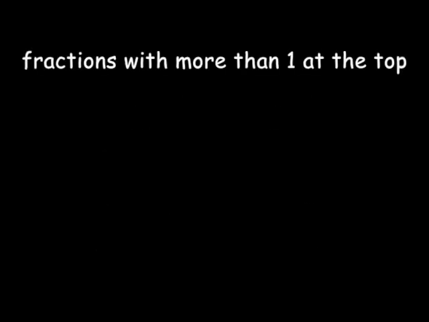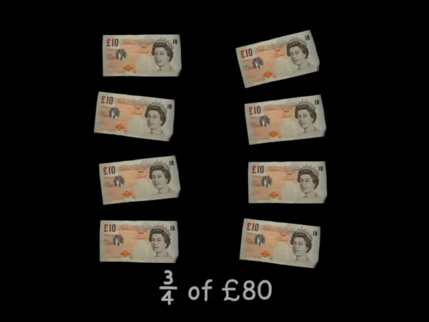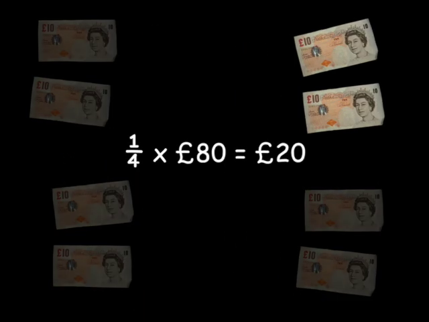If a fraction does not have a 1 at the top, the problem is solved in 2 stages. The first stage is what we've been talking about so far in this video, dividing by the number at the bottom of the fraction, the denominator. Let's look at finding 3/4 of £80. So first, you divide £80 by 4, which is £20.